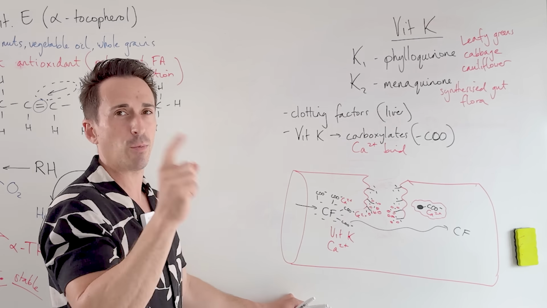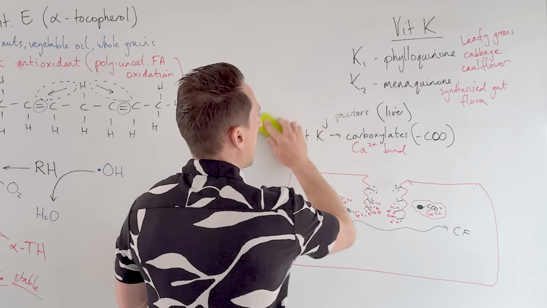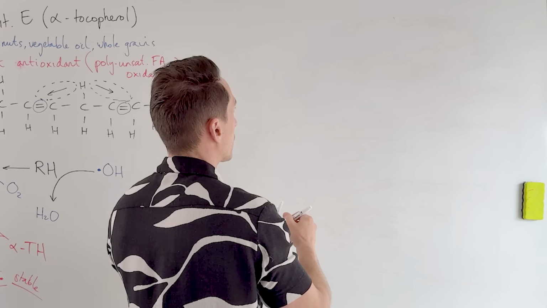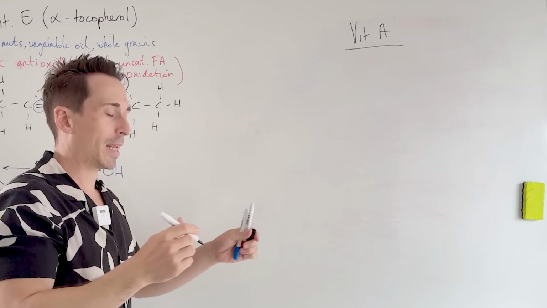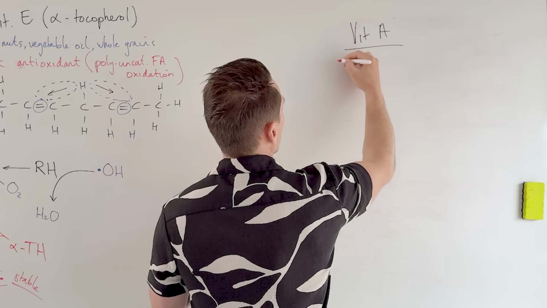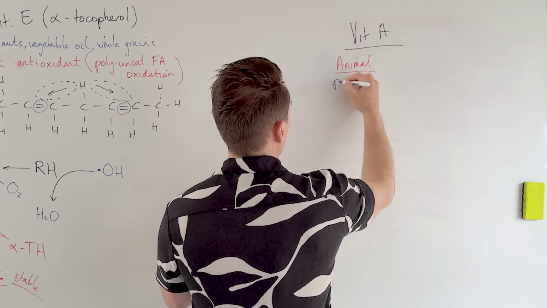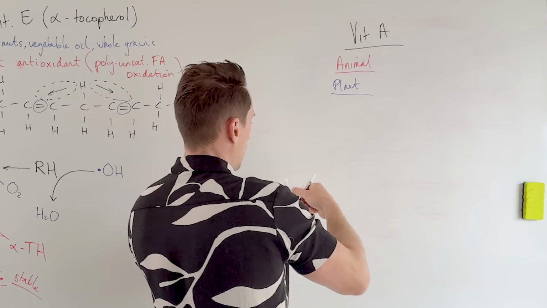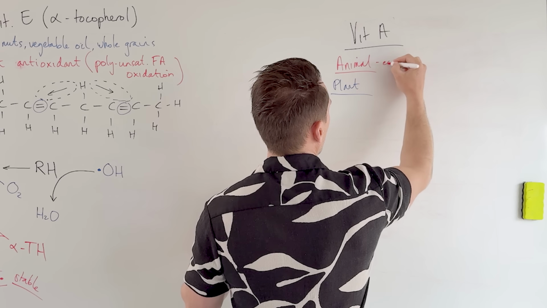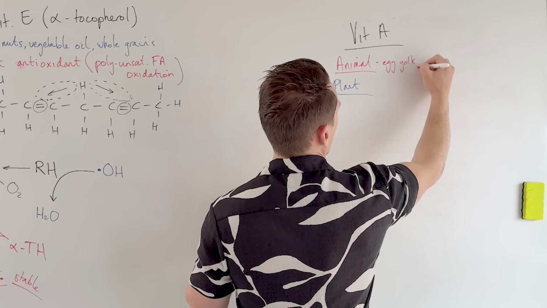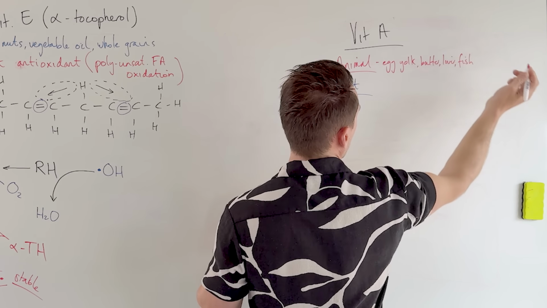So we've done D, E, K, we now need to do vitamin A. So I'm gonna leave this one up because I need this for vitamin C. Let's do vitamin A now. Vitamin A is important because you can get it in two forms as well. So you can get vitamin A from animal products and you can get vitamin A from plant products. Now the vitamin A we get from animal products can include things like, might as well write it down, egg yolk, butter, liver, fish, and so forth, right?